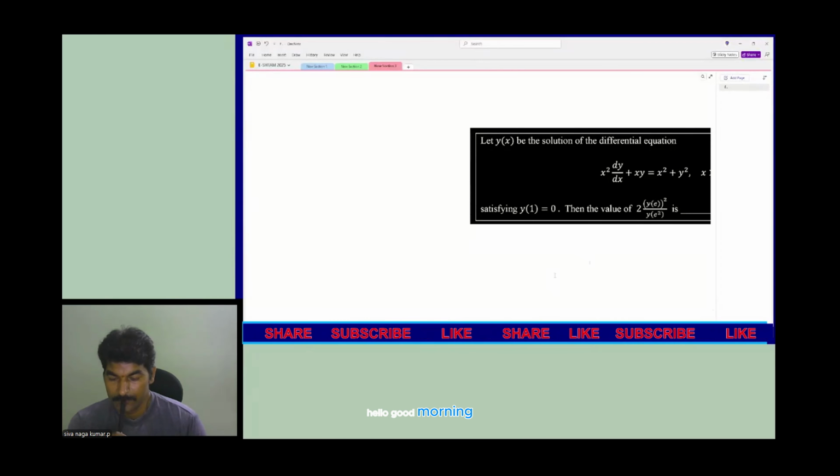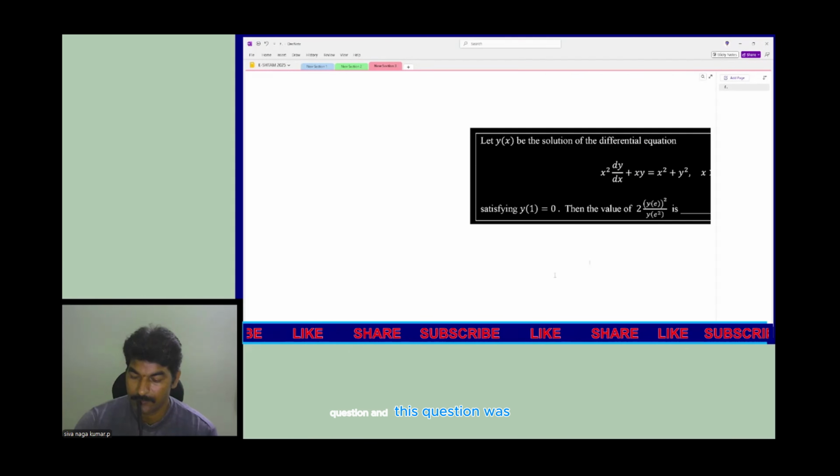Hello, good morning. Take a look at this question. This question was from differential equations. Let y of x be the solution of the differential equation x square into dy by dx plus xy equal to x square plus y square, of course x is greater than 0, satisfying y of 1 equal to 0. Then the value of 2 times y of e whole square divided by y of e square.